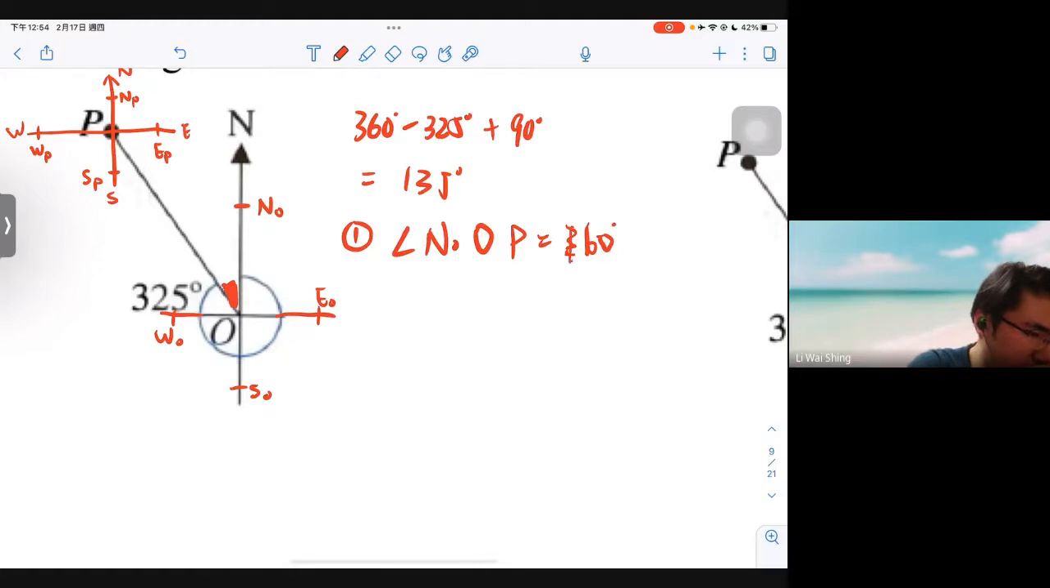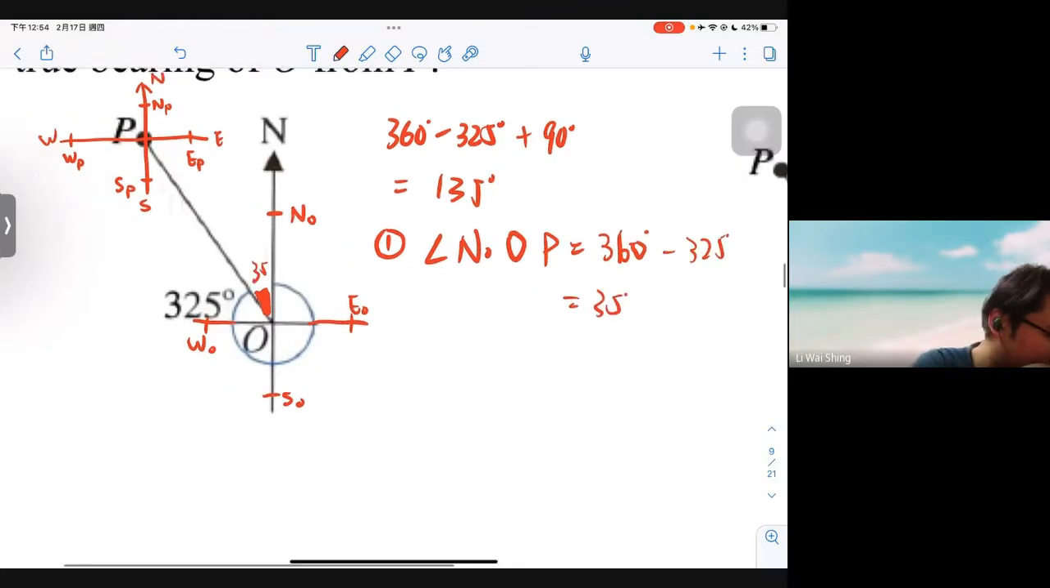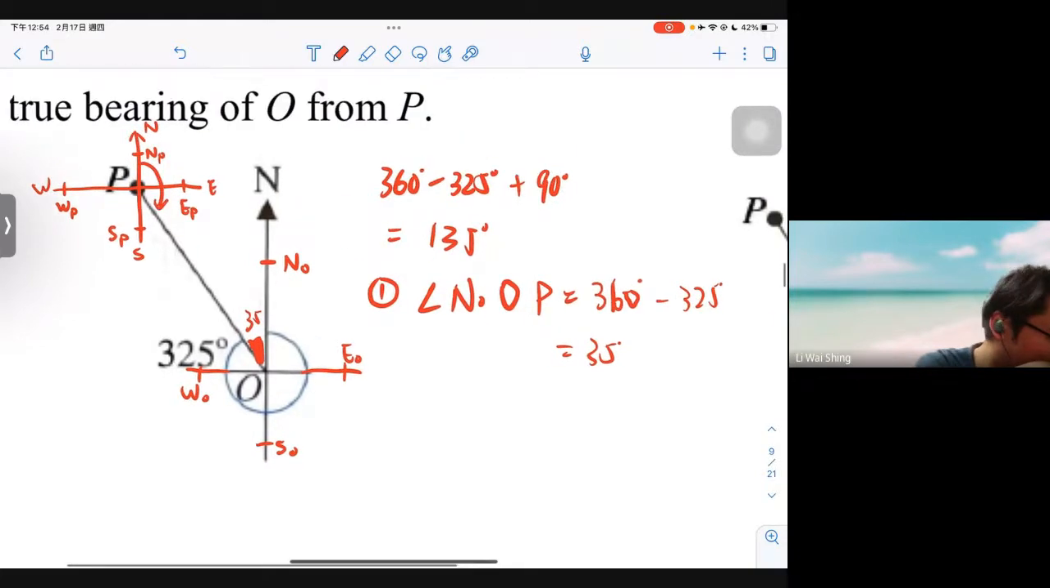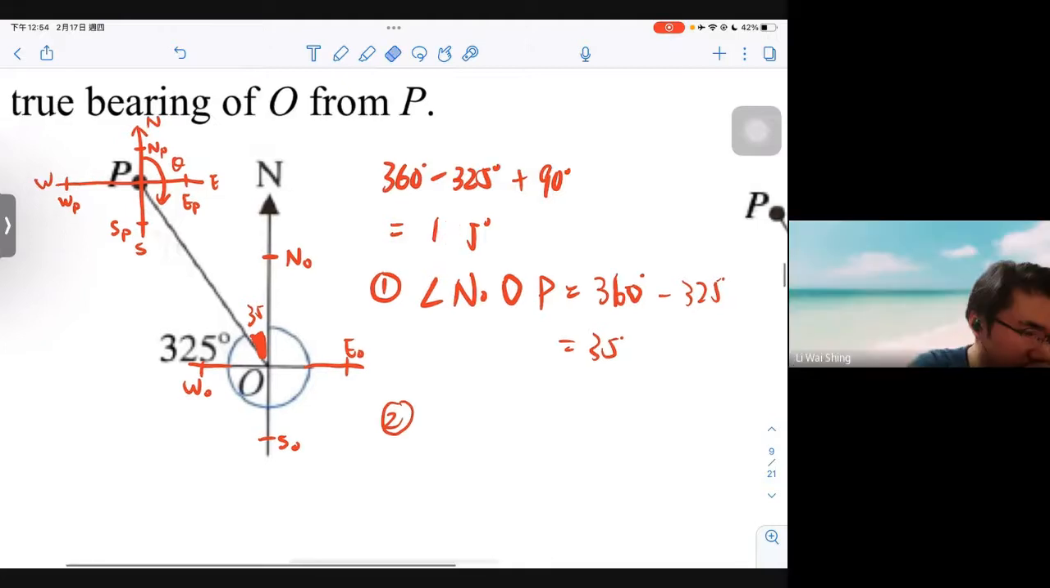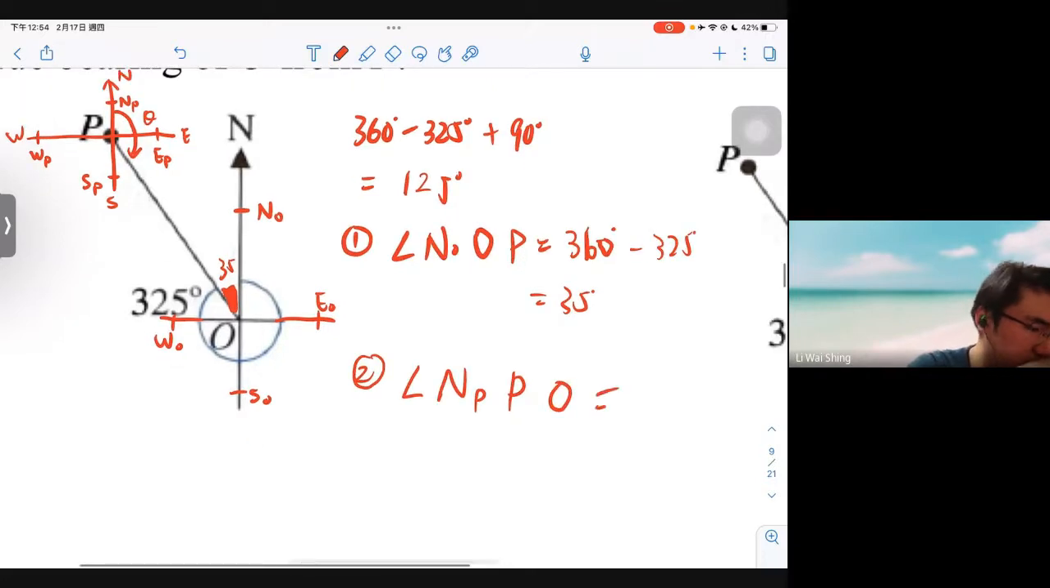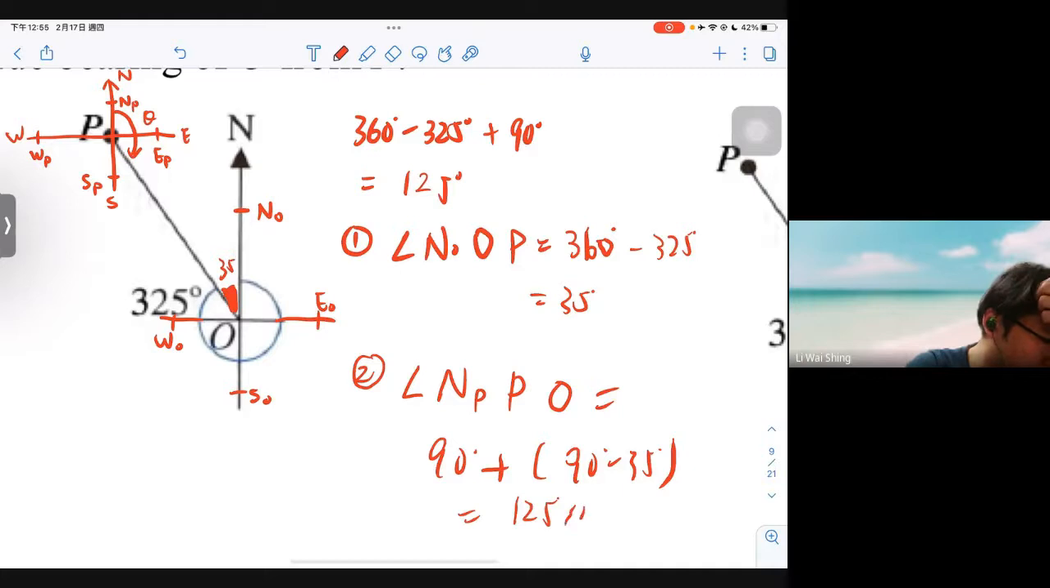360 degrees minus 325 degrees, so equals 35 degrees. Then you are finding from P, so you look from P, you are finding this theta. The answer should be 125 degrees. Oh, 25 degrees, okay, thank you. So you're finding angle NPO, which equals 90 plus 90 minus 35 degrees. So you'll be having 125 degrees at last.